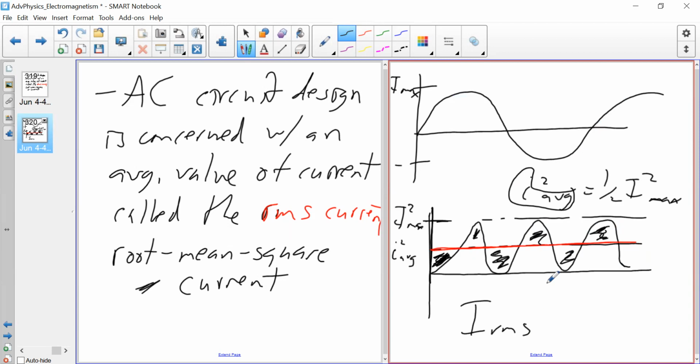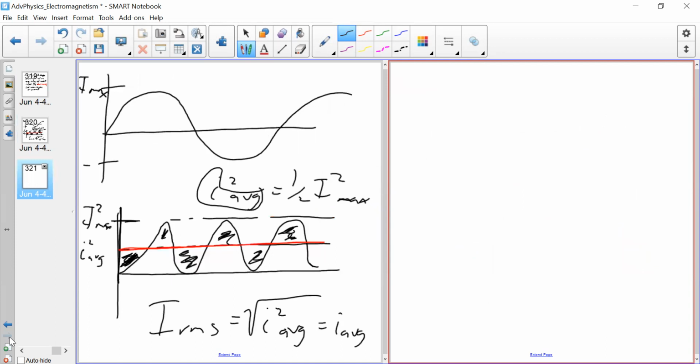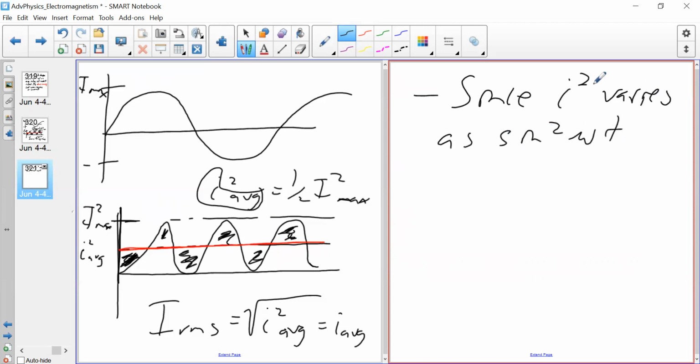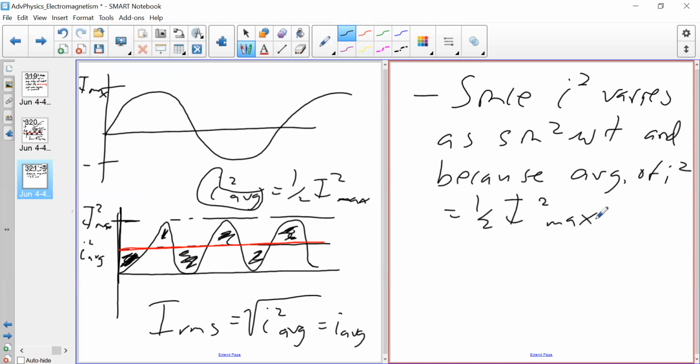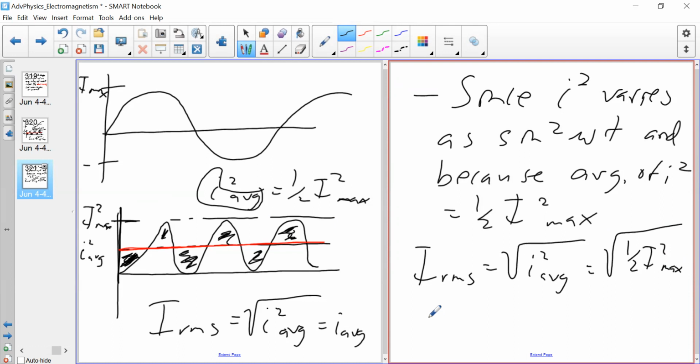RMS is going to be the square root of the average of this, the square root of this square, which is the average current. Carrying it through even further, since I squared varies as sine squared omega t, because I is sine omega t, and because the average of I squared equals 1/2 of the maximum squared, the RMS current, the square root of the average of I squared, is going to be the square root of 1/2 I squared max, and we get the RMS.